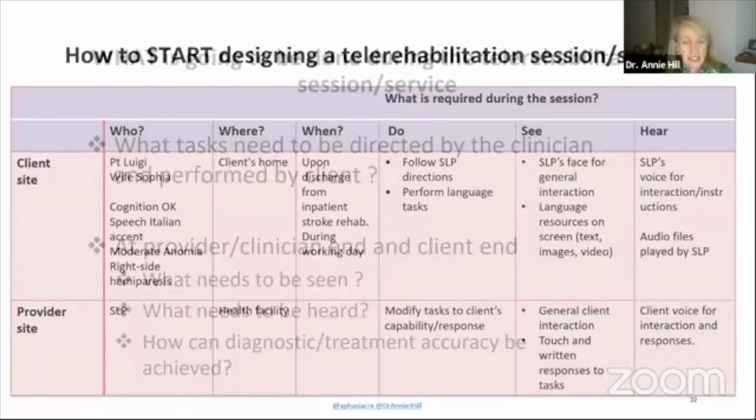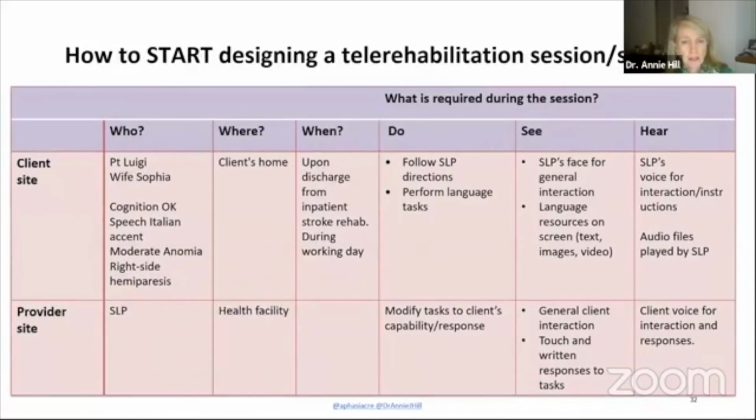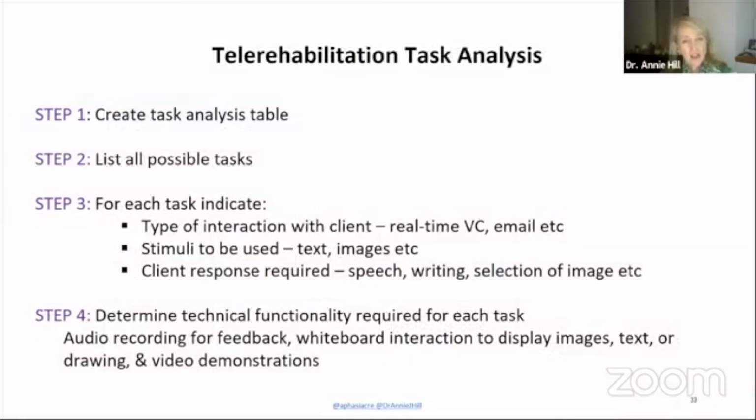So this is an example, a very simple one. And this is probably something that people need to do when they're starting out. Once you've done this a couple of times, you probably don't need to go through this. At another level, there's this idea of actually breaking down that clinical task. So thinking about what the clinical interaction actually is.